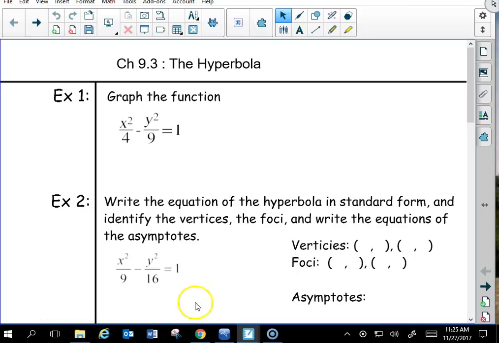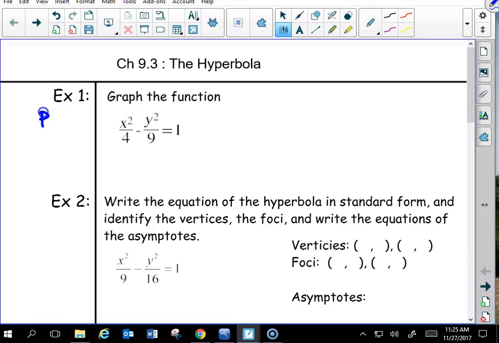Okay, now we're working on the hyperbola. Look, parabolas, ellipses, and hyperbolas have a lot of similarities. So let's start out with noting that the basics for this is a hyperbola centered at the origin, and the reason I know that is because there's nothing added or subtracted with x squared or y squared.